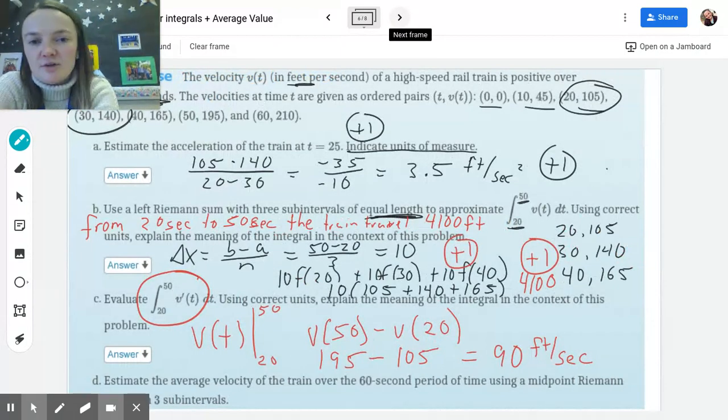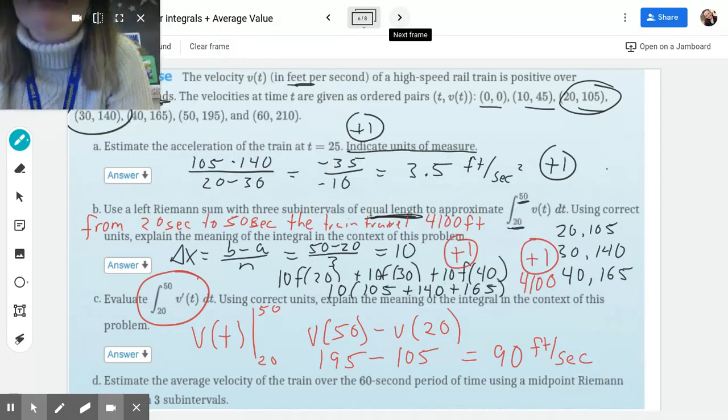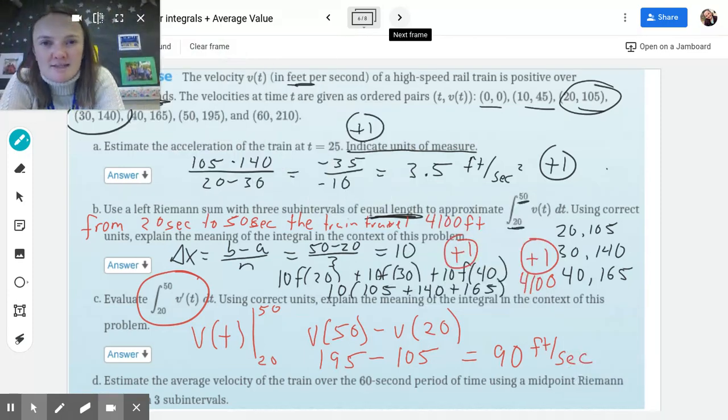So the next question is a free response question. Basically it gives us a bunch of points. It says the velocity in feet per second of a high-speed rail train is positive between 0 and 60. The velocities at time t are given by ordered pairs. First thing we want to do is estimate the acceleration. Well, if I'm given velocity and I want to estimate acceleration, I just need to find basically the slope of the velocity.